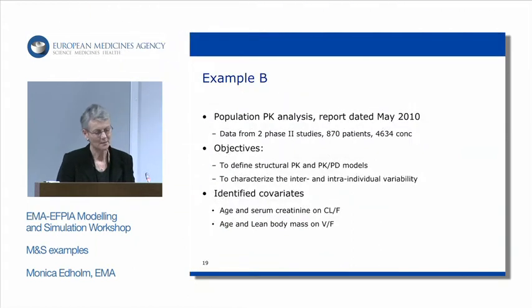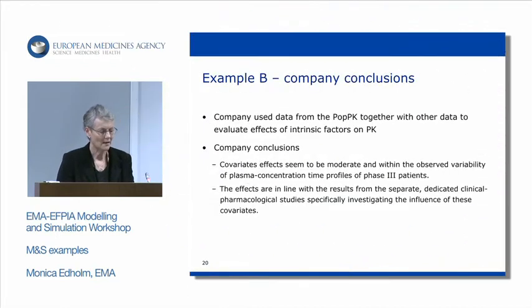The next example is a population PK analysis reported in May 2010, which included a large number of patients from 2 phase 2 studies. And also here the objectives were to define structural PK and PK/PD models and characterize inter- and intra-individual variability and covariate effects. And the company used these data together with other data to evaluate the effect of intrinsic factors on the pharmacokinetics.